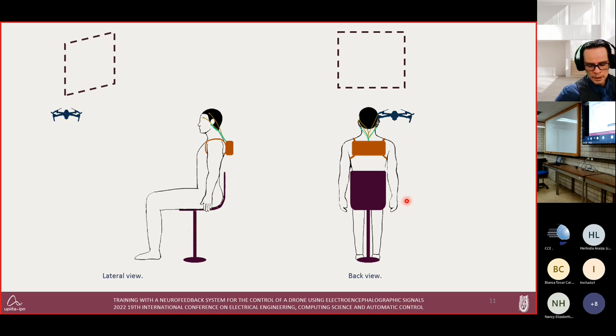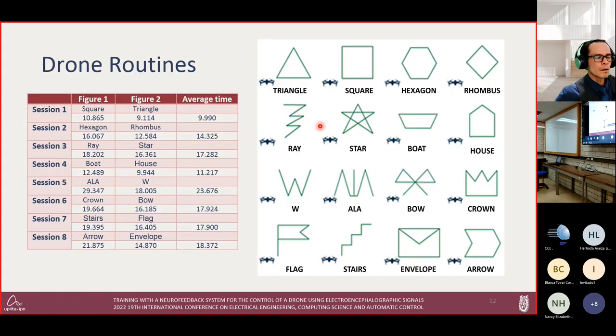Even so, we made an experiment with 11 volunteers to determine whether all of this is functional or not. For that, we sat our volunteers in front of the drone while the drone was moving, making a displacement in a kind of figure. We have 16 figures that we programmed the drone to do at all times. Each session was about 15 minutes.